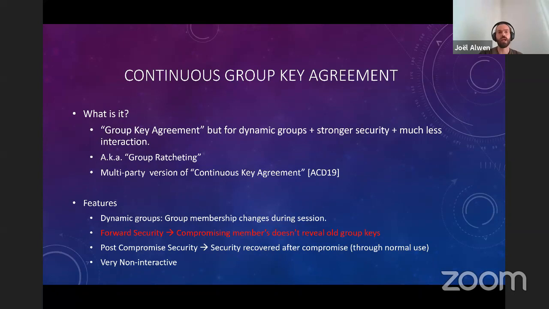What kind of features does this protocol have? Well, as I said, it has to support dynamic groups, which means the group membership can change over the course of one session. Also, these sessions are expected to last a very long time, years. So we're interested in security notions that allow for compromise of an ongoing session. For the purpose of this talk, we'll mainly be interested in forward security, which means that if you compromise a group member today and steal their local state, this should not reveal old group keys from the past.